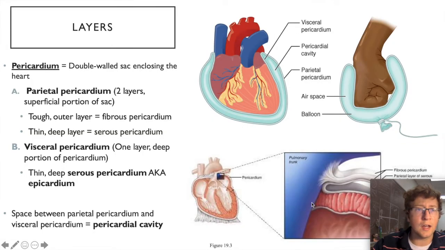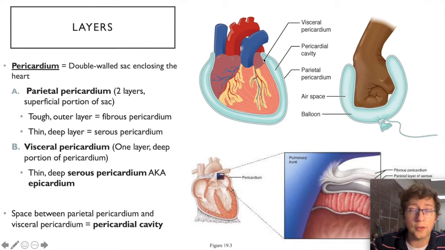So if we look at the layers that are holding the heart in place and protecting it, we want to start with the pericardium. The pericardium is this double-walled sac that's enclosing the heart. It's very convenient if you think of if you were to push your fist into a balloon. This would create two layers, a layer that's in direct contact with your fist and a layer that's not in direct contact with your fist, and then a space in between those two layers.